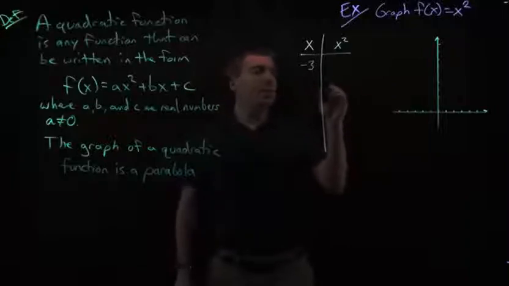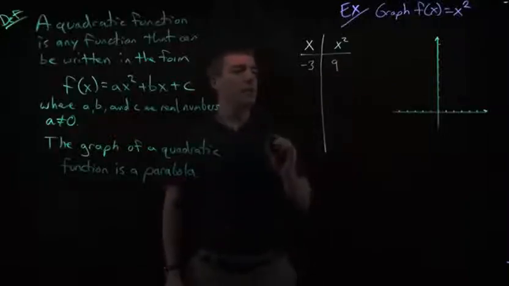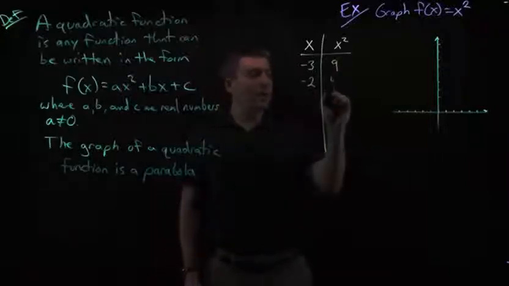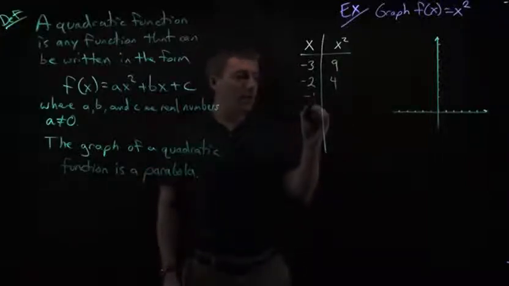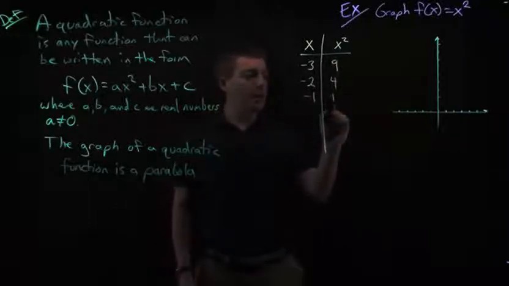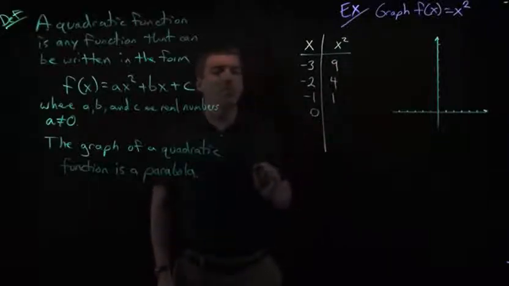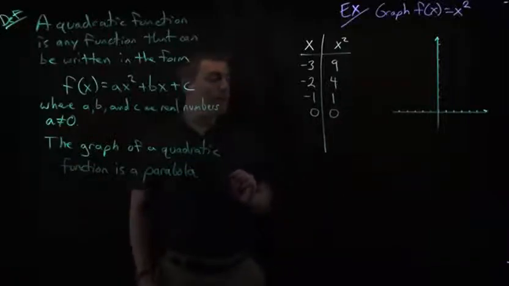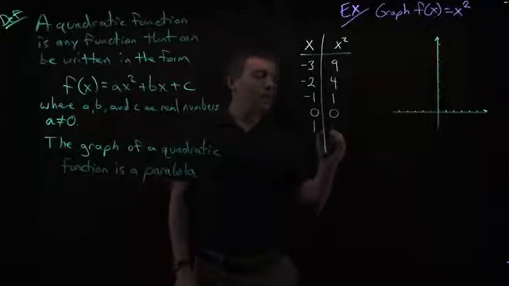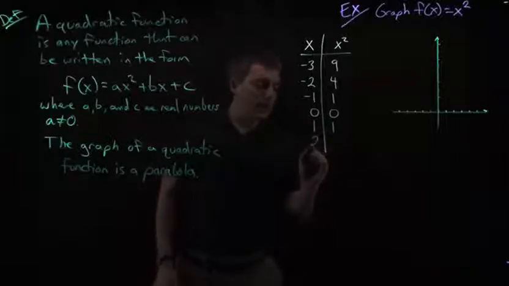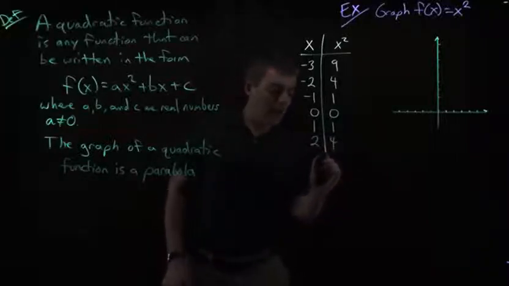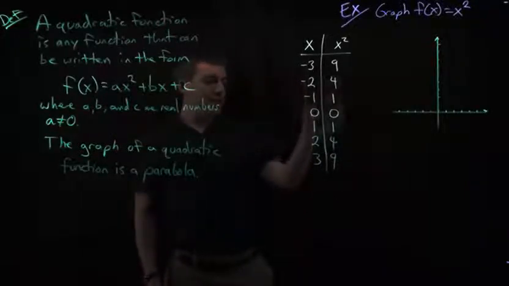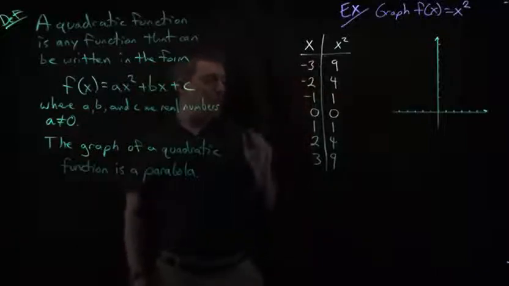Negative 3 squared is positive 9. Negative 2. Negative 2 squared is 4. Negative 1. Negative 1 squared is 1. 0. 0 squared is 0, so the origin will be on the graph. 1. 1 squared is 1. 2. 2 squared is 4. And 3. 3 squared is 9. All right, that's a good set of points, going from negative 3 to 3.